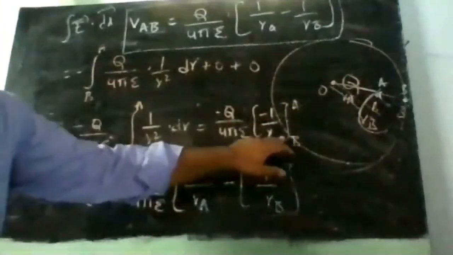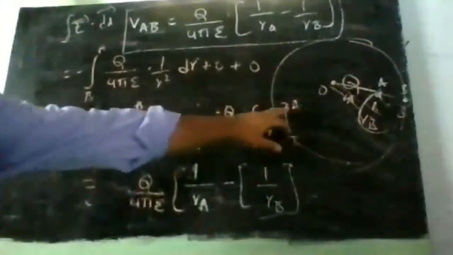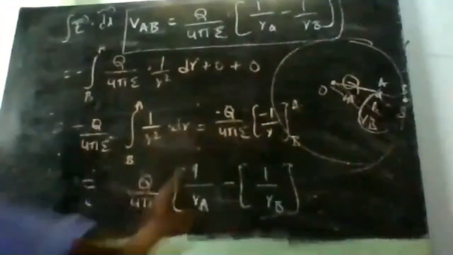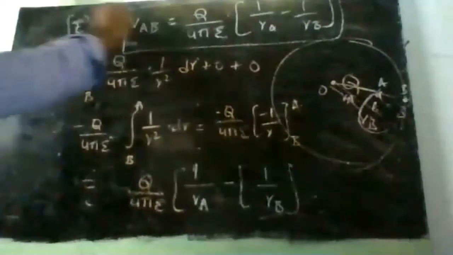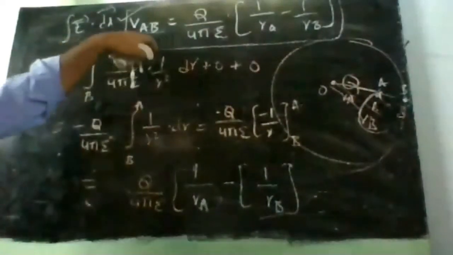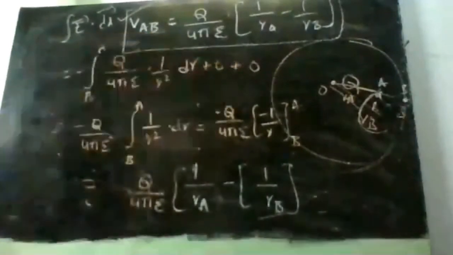So the distance at b is this, and the distance at a is this: RA, RB. So if I write it out, I'll get the final expression like this. So this is the potential difference between 2 points A and B because of a point charge.